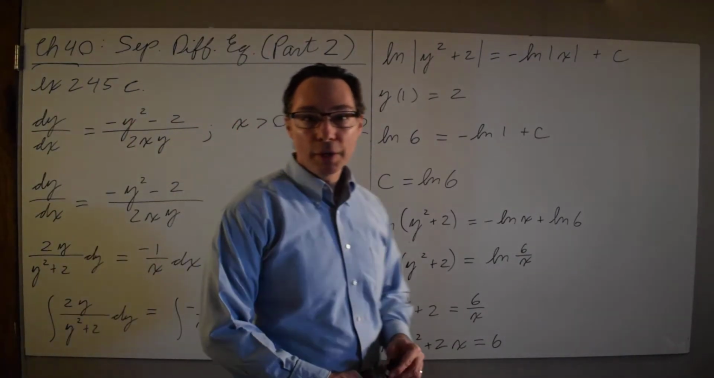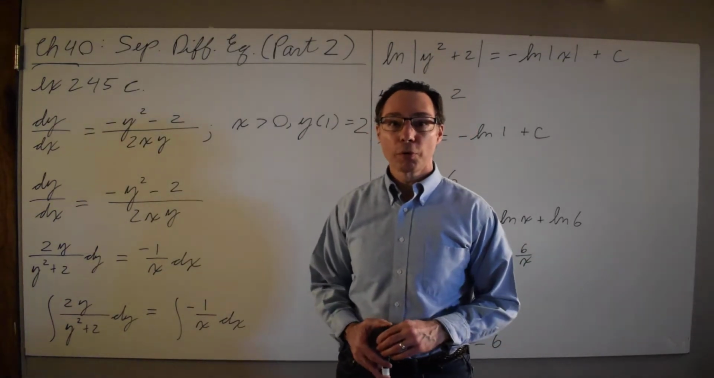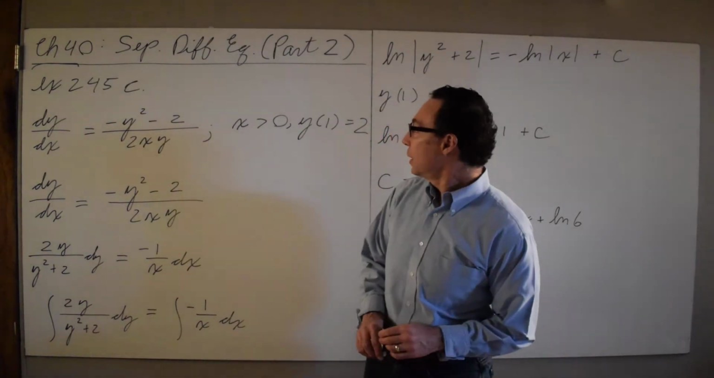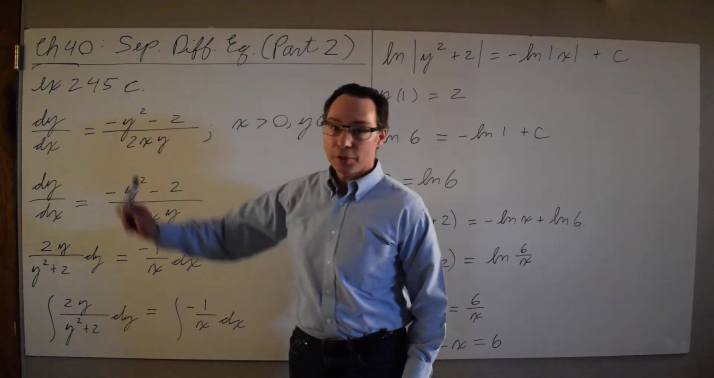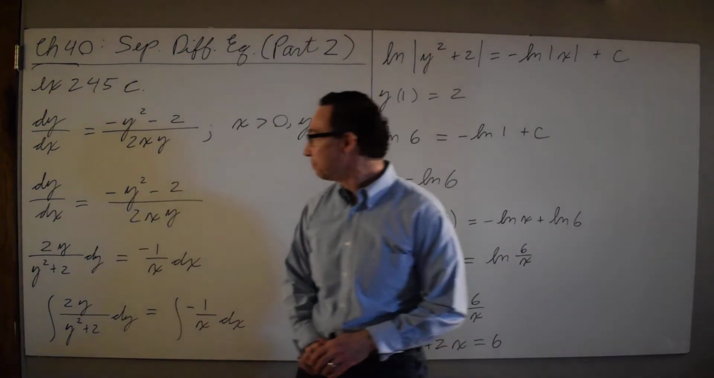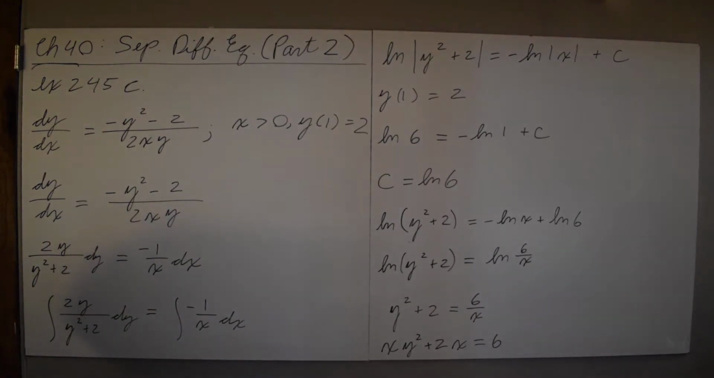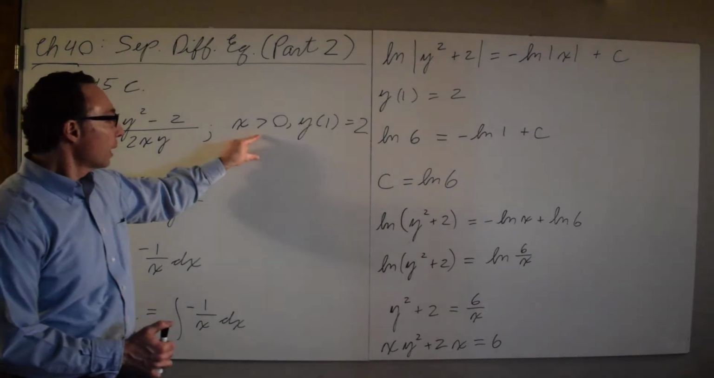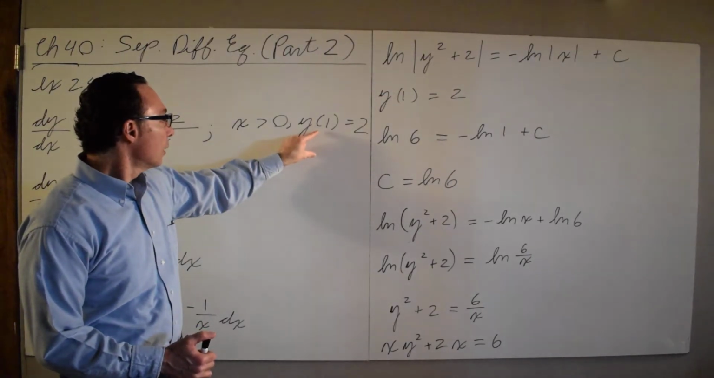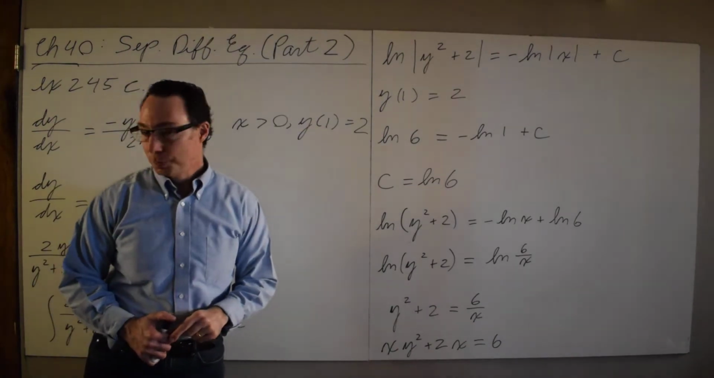This is the second video on Chapter 40, Separable Differential Equations, and in this video we will do Part C of Example 245. So we start with the equation. The derivative of y with respect to x is equal to negative y squared minus 2 divided by 2xy. The initial conditions are x is greater than 0 and y of 1 is equal to 2.